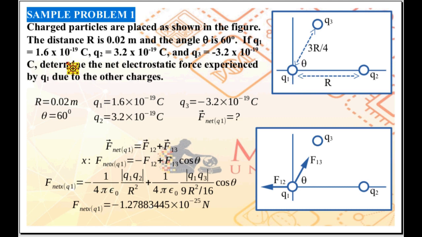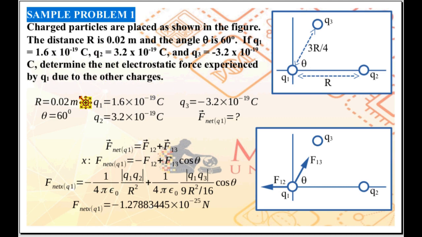If Q1 is 1.6 times 10 to the negative 19 coulomb and Q2 is 3.2 times 10 to the negative 19 coulomb and Q3 is negative 3.2 times 10 to the negative 19 coulomb, determine the net electrostatic force experienced by Q1 due to the other charges.